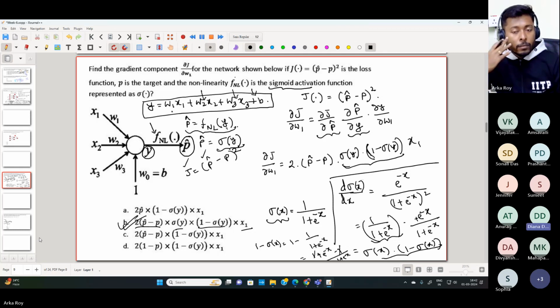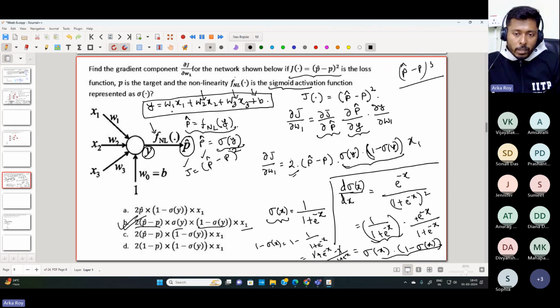Sir, excuse me, sir. In the lecture video, the half is multiplied to remove the 2, but here... Yes. So this is basically the question. They have formed it like this. It is not a rule of thumb that you can put a half factor to remove this particular 2. But in a question, they can even write p hat minus p cube. So to form a question, they can put anything. But in the conventional technique, they put a half to scale down what is coming over here.